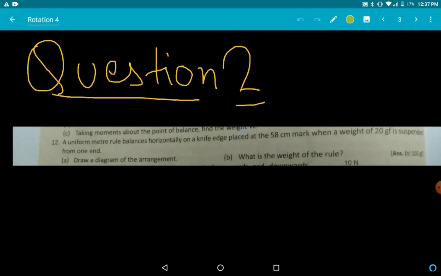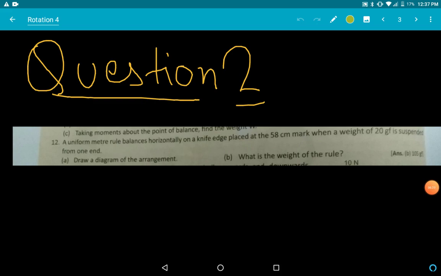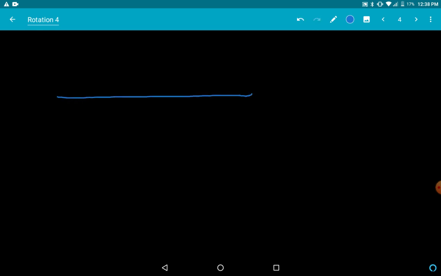Understand? So we have done the first problem. Let's go to the second problem. One second. A uniform meter scale balances horizontally on a knife edge placed at the 58 centimeter mark, when a weight is suspended from one end. Draw the diagram of the arrangement. So if this is a rod, let me draw this. I'll change the color this time. It's placed here at 58.